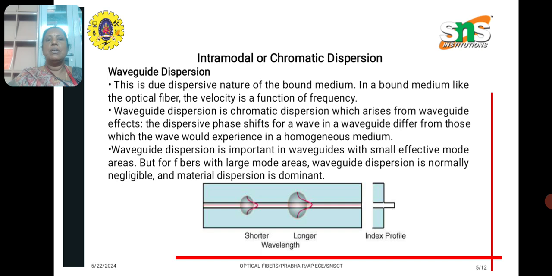So waveguide dispersion arises from waveguide effects. The dispersion phase shifts for a wave in a waveguide differ from those which the wave would experience in a homogeneous medium. And waveguide dispersion is more important in waveguides with small effective mode areas. But for fibers with large mode areas, waveguide dispersion is normally negligible, and material dispersion is dominant in that case.